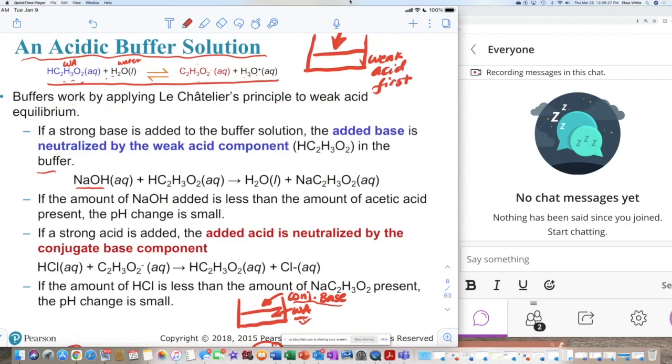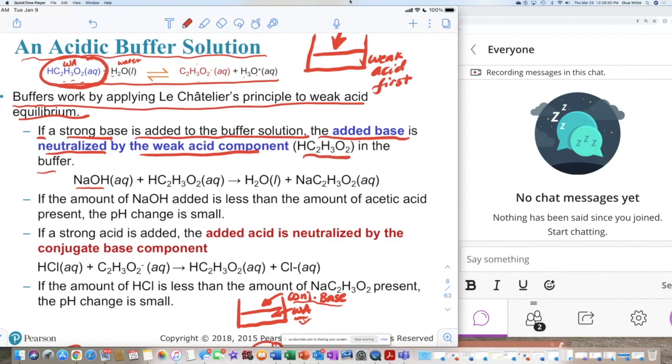They're saying here, buffers work by applying Le Chatelier's principle to the weak acid equilibrium. If a strong base is added to the buffer solution, then if it's a base, this part has to react, right? That was the role of having that weak acid. The added base is neutralized by the weak acid component in the buffer. So this is showing you how it plays out, how we are neutralizing it. This is the strong base that got added. This is our weak acid from the buffer.